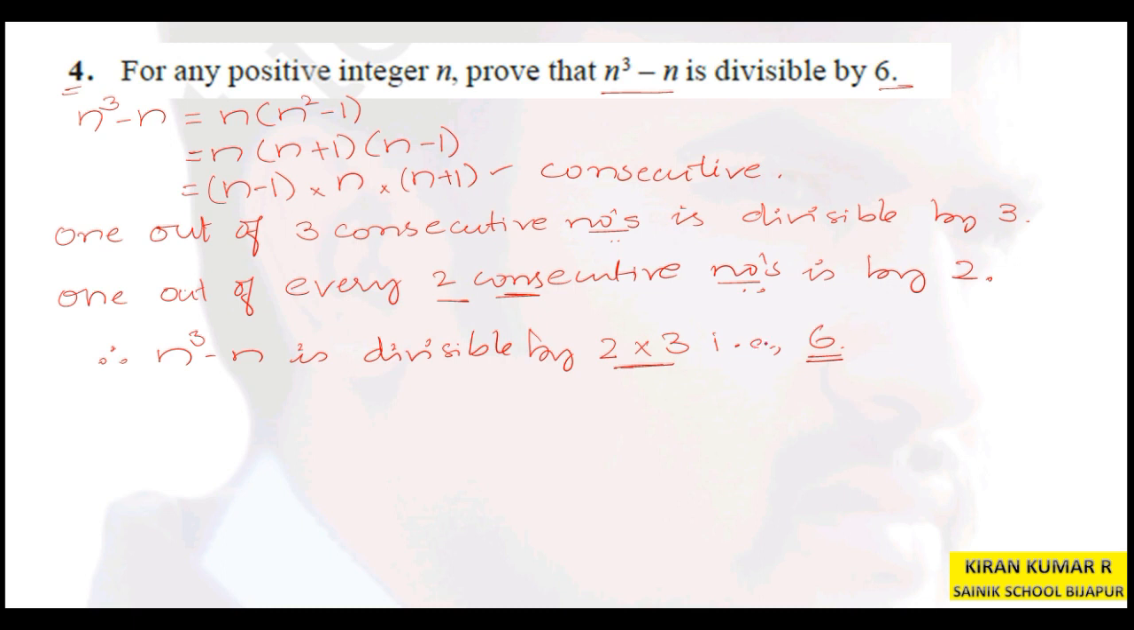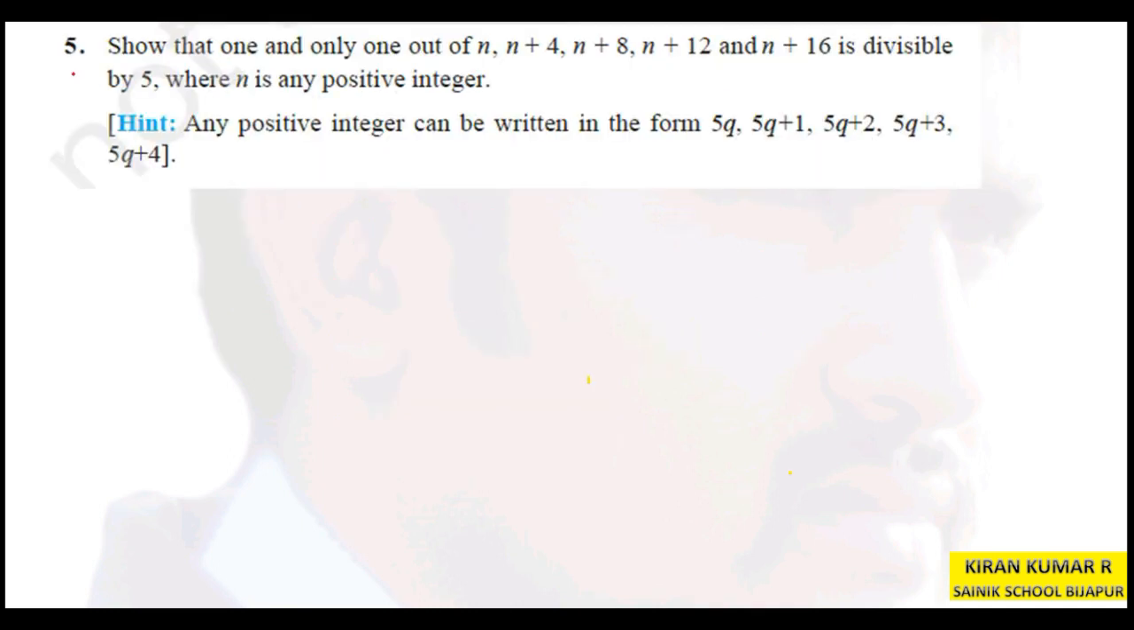In the previous exercise, that is in exercise 1.2, question number 2, we have already come across this question. That was a short answer type, and this is a proof for that particular question. This is the last and important question of the exercise.